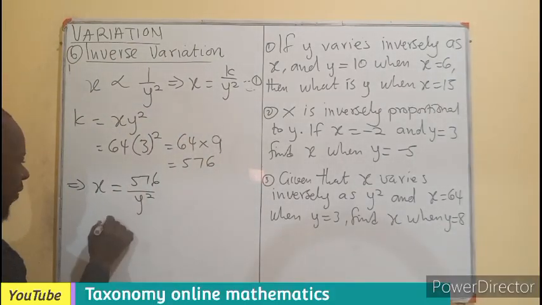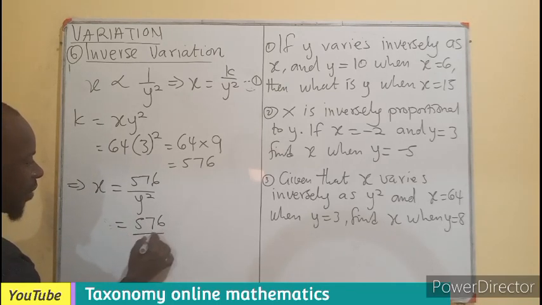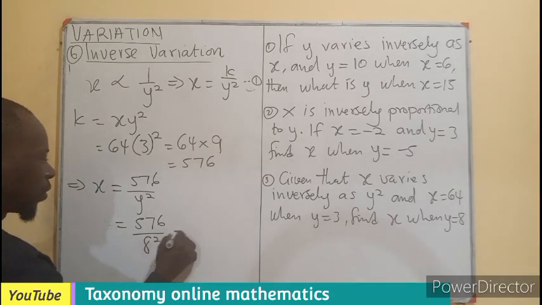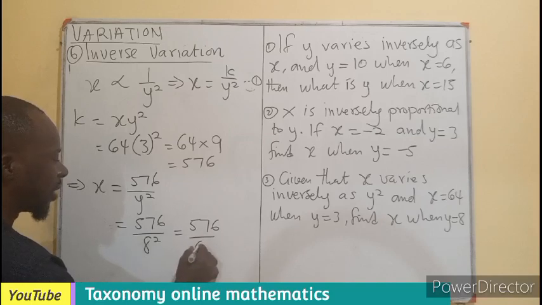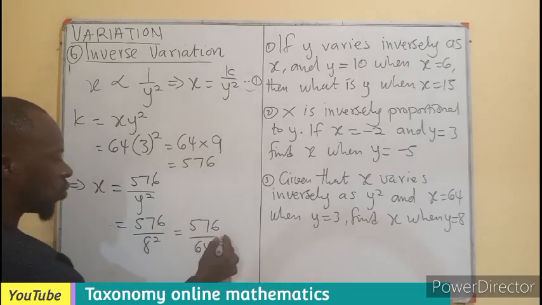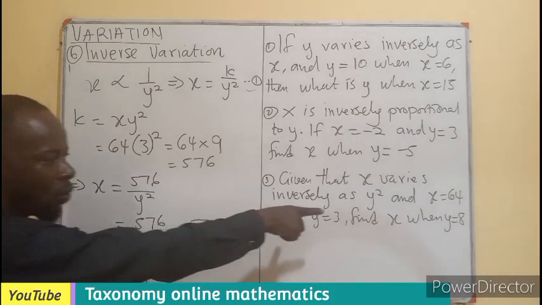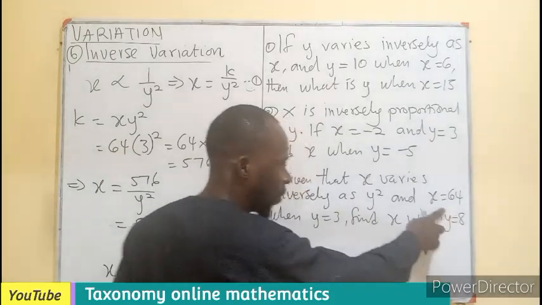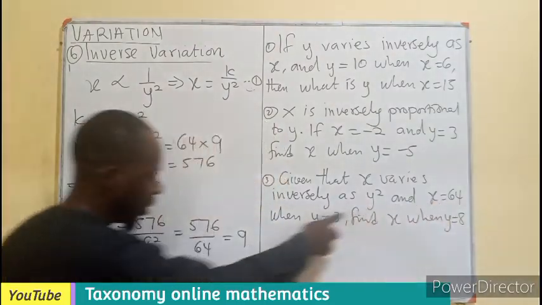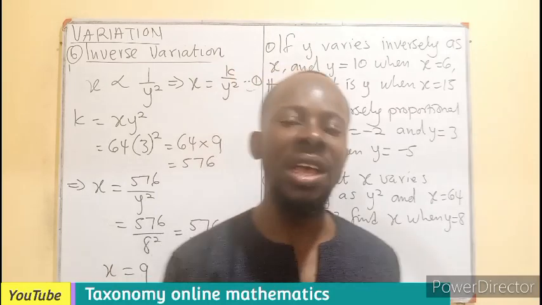So right away, x, which is already here, equals 576 divided by 8 squared. Then if we square this, 576 divided by 64. Don't forget 64 and 9 give us this. So if you divide it, we are going to get 9, meaning x will be equal to 9 when y is 8. Don't forget, the y in the beginning was 3, increased to 8. The x from 64 decreased to become what? 9. So that is the relation in inverse variation.